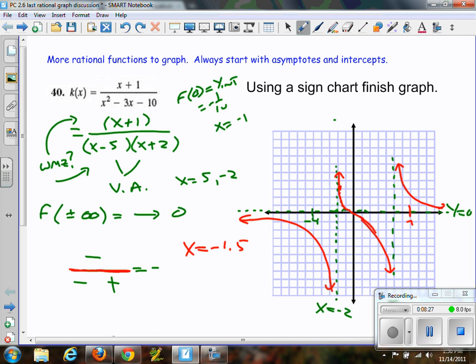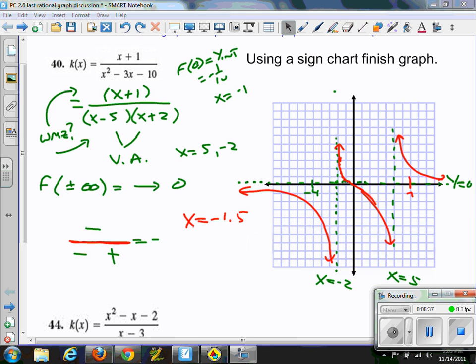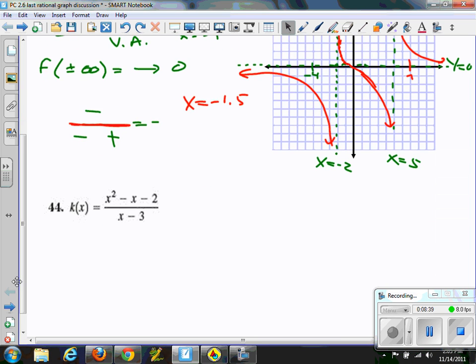So this is what the graph should look like. It has some sort of cubic looking thing in the middle, and it's got the rationals on the outside. It's still paused. Okay, for the next graph, I'm going to go a little bit faster.